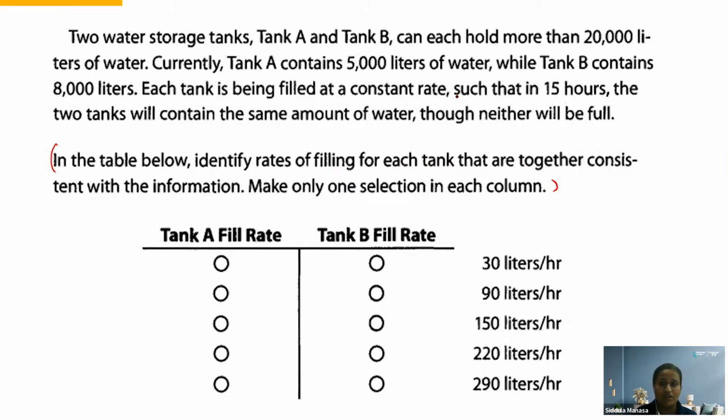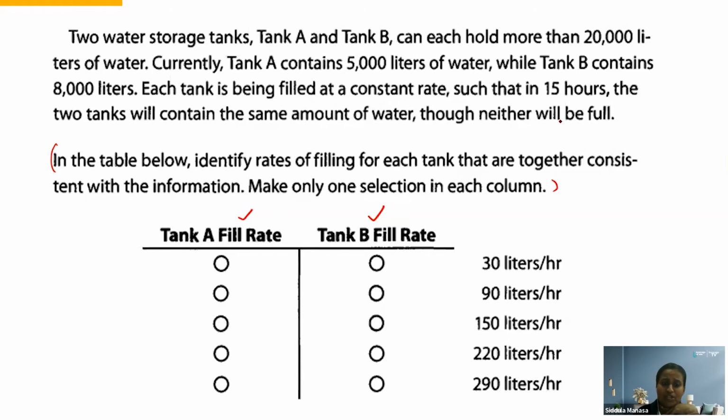This is the information, they have to satisfy the information. So you will have to make only one selection in each column, right? So what is he asking for? Rate of tank A and rate of tank B. These are the two questions we now need to answer. Okay, now let's start solving.